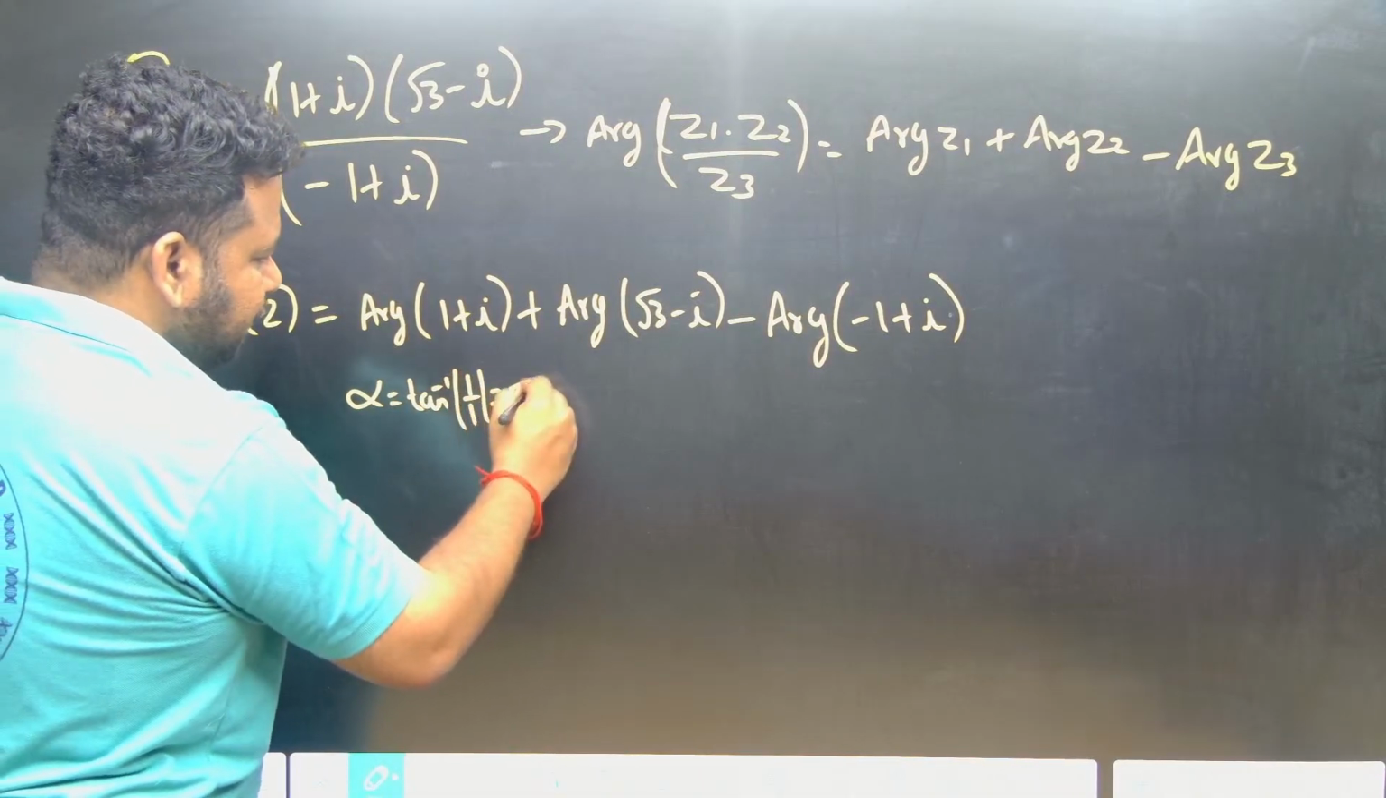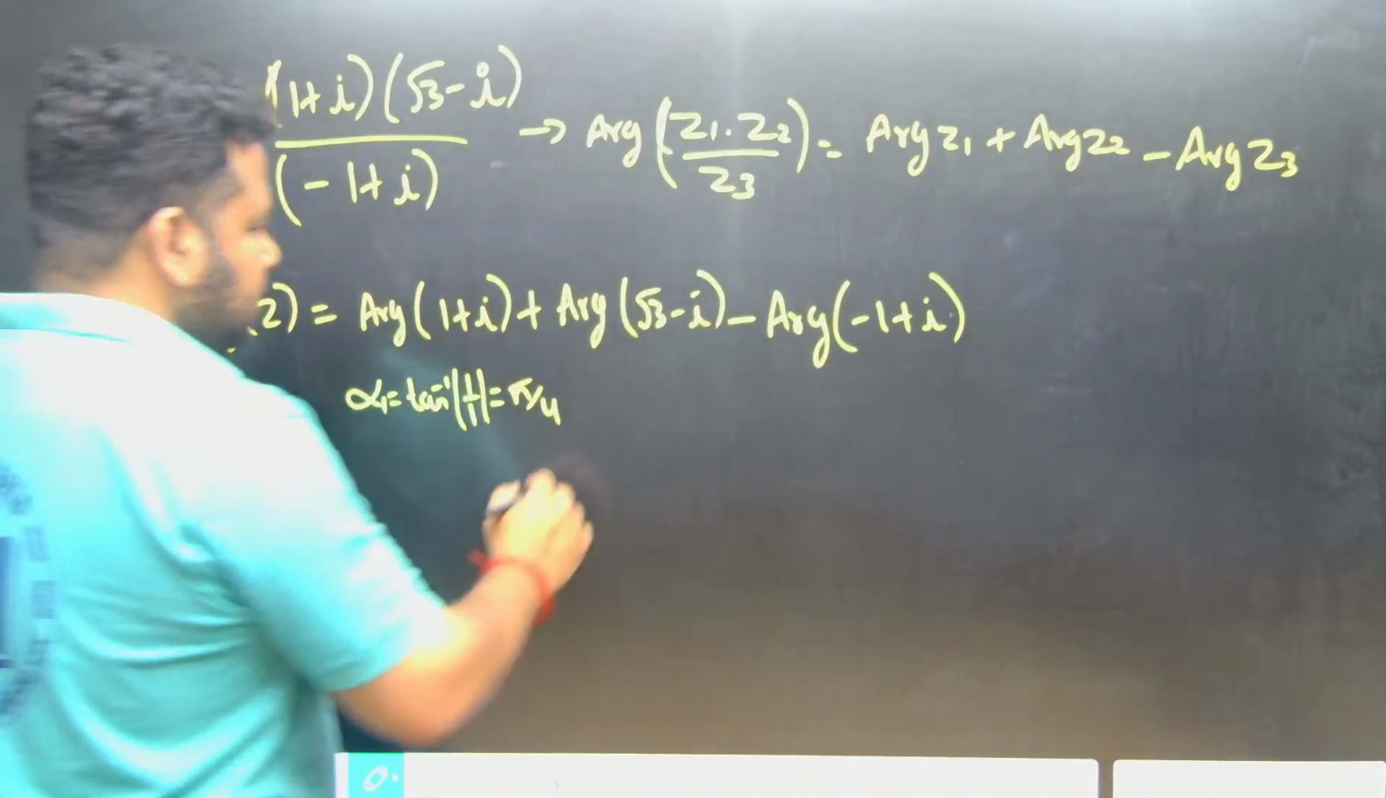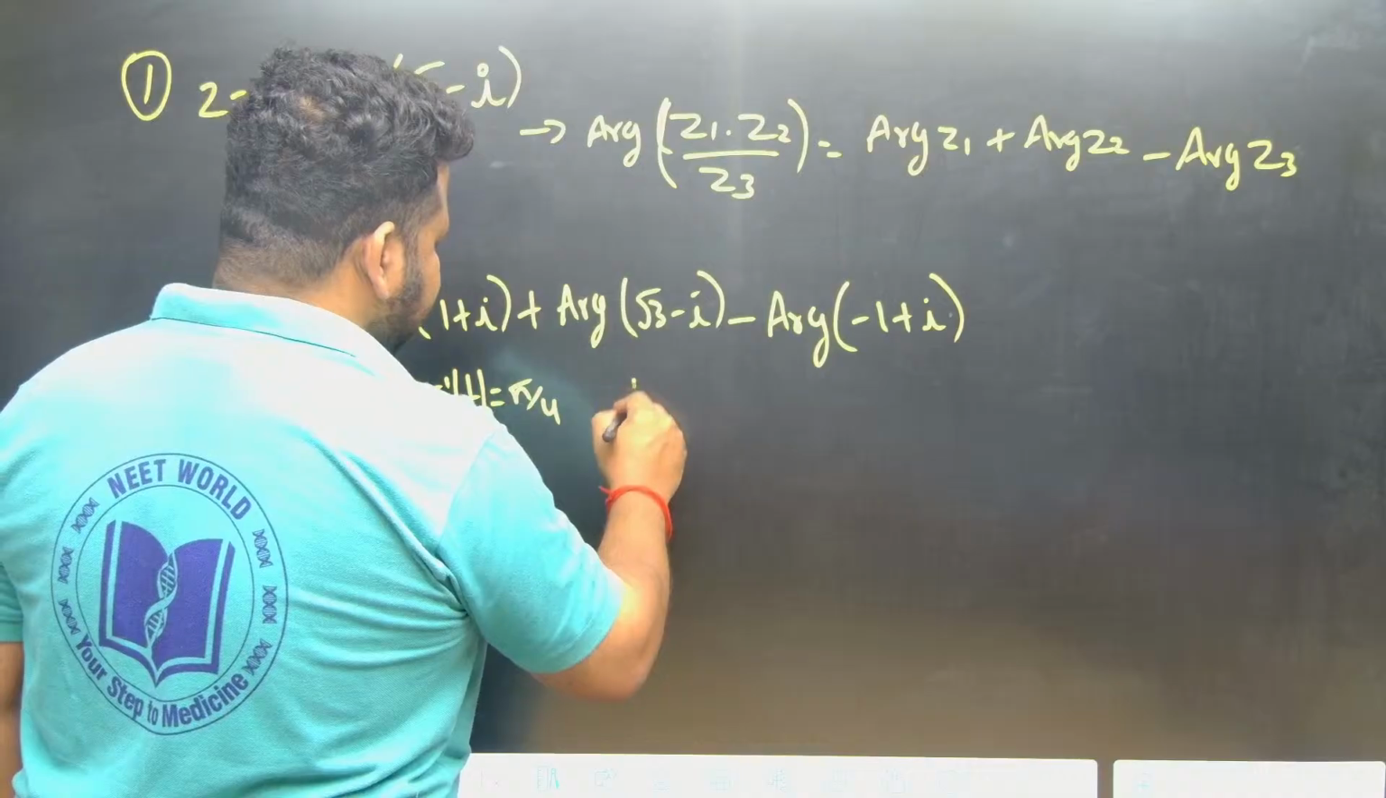This value will be equal to pi by 4. This is alpha, let me write it as alpha 1. Okay, alpha 1. Now, what about this one? This one, alpha 2, I am writing directly.